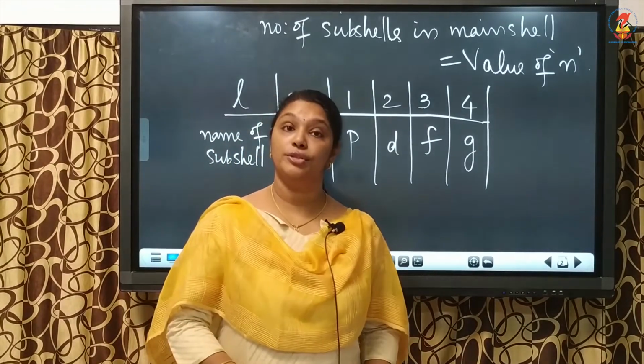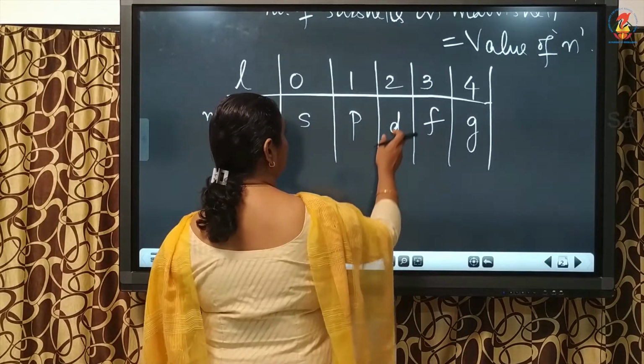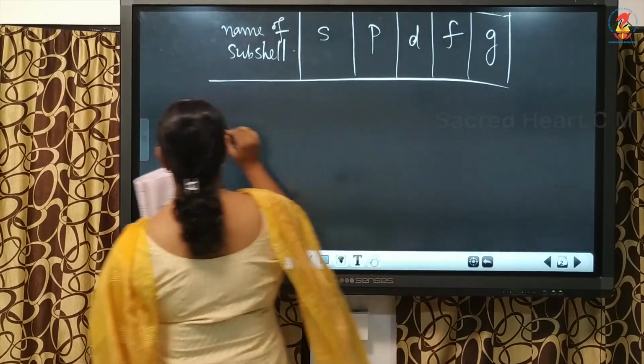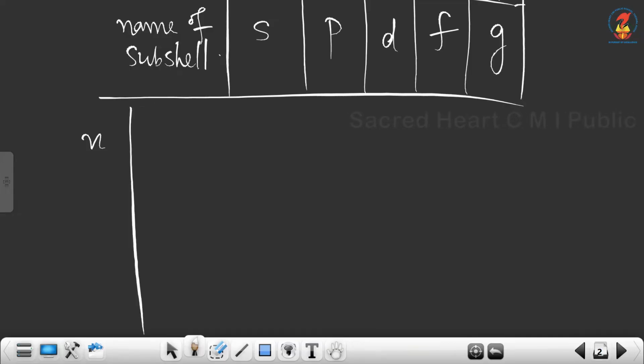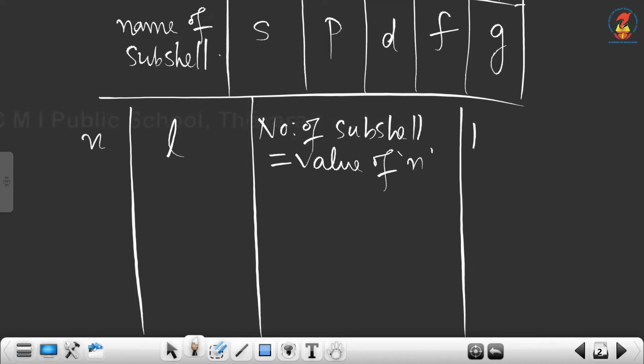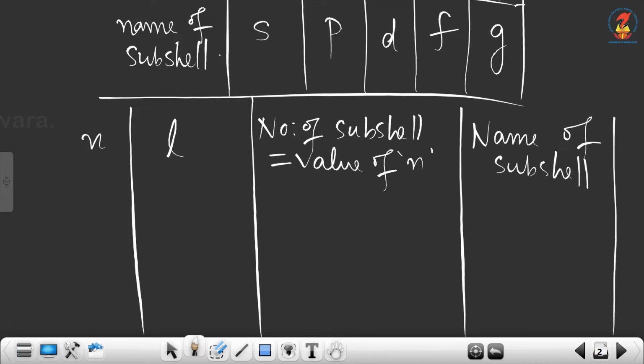Now again I am going to draw one more table, and the table has the columns headed by n, second column headed by L, third column number of subshell. Number of subshell is given by the value of n, and the fourth column we have the name of subshell. Name of subshell is assigned with the help of L value. So these are the columns.